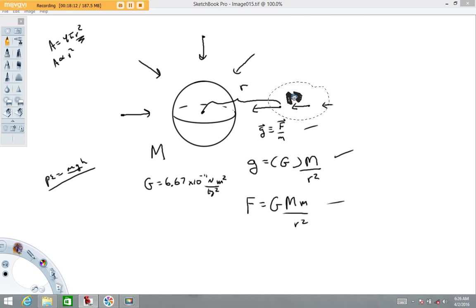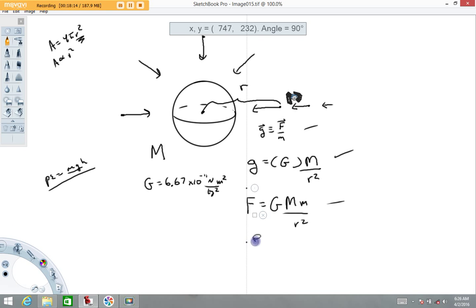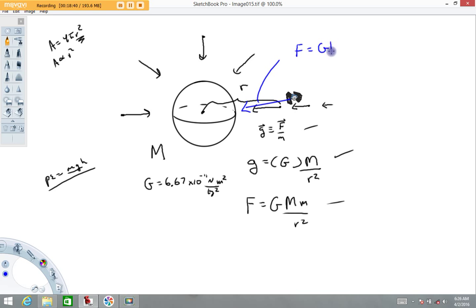The gravitational force acting on that TIE fighter, due to the interaction of the planet, would be towards the center of the planet. So I'm going to go ahead and put a force vector, and so that we can distinguish it here, I'm going to put that in blue. So there is a gravitational force equal to this expression, G big M little m over r squared.